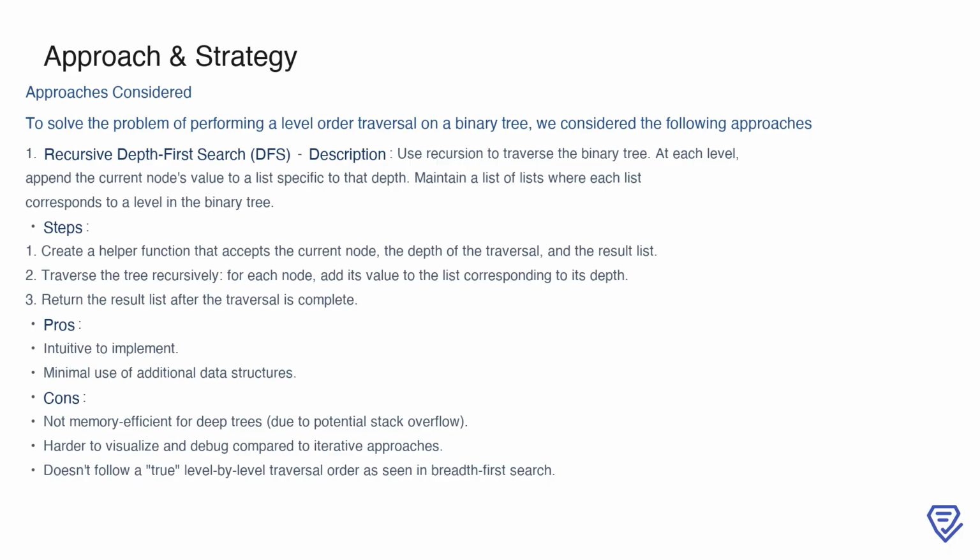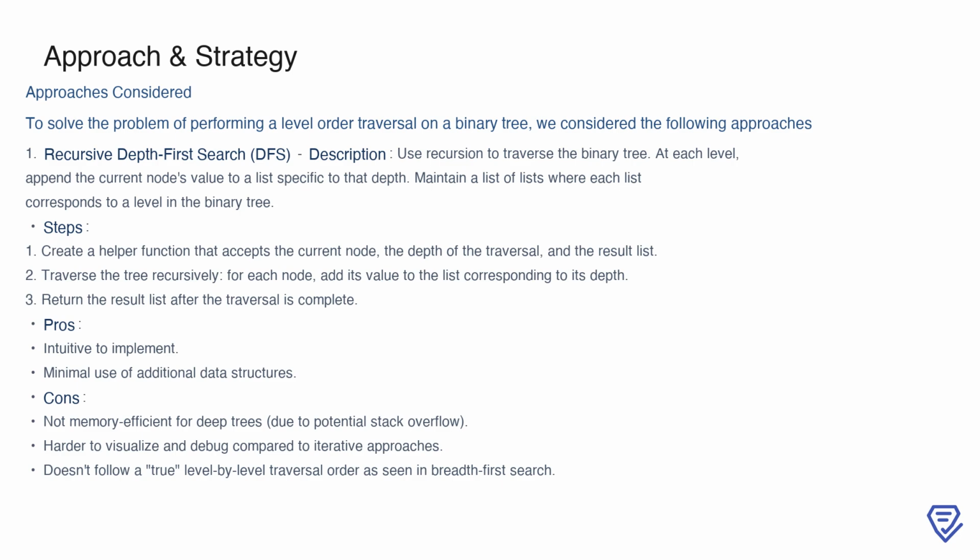While this method is intuitive and uses minimal additional data structures, it does have some downsides. For example, it can lead to stack overflow issues for very deep trees and may be harder to debug or visualize compared to iterative methods. Furthermore, it doesn't strictly follow a level-by-level traversal order as seen in breadth-first search, which makes it less aligned with the problem's requirements.